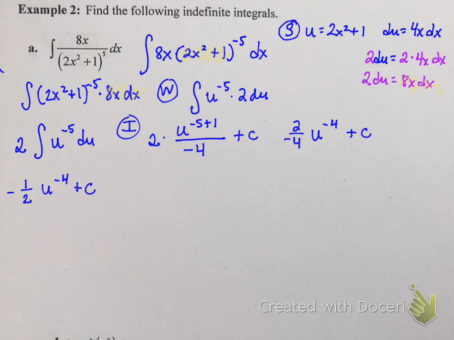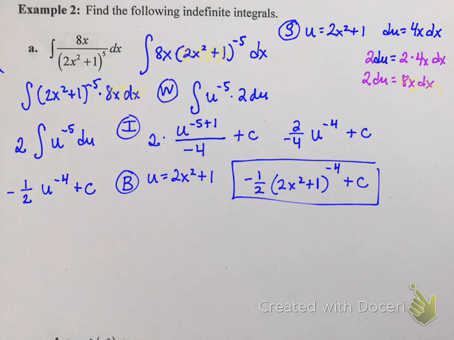Okay? Now we do back substitution. So remember, u equals 2x squared plus 1. So wherever I see u, I'm going to plug that in: negative 1/2 times (2x squared plus 1) to the negative fourth power plus c. So this is my answer. Okay? All right, so let's do one more, and then we'll have a second video.